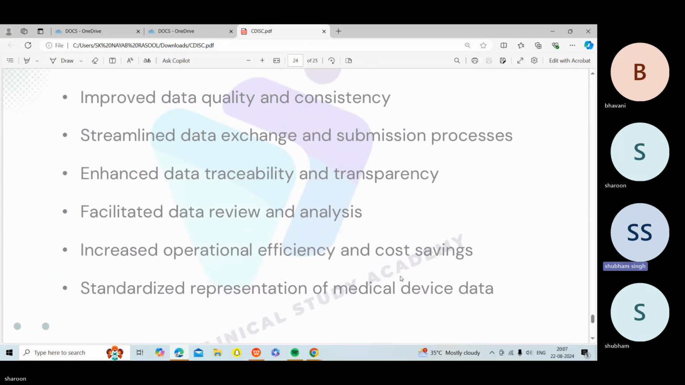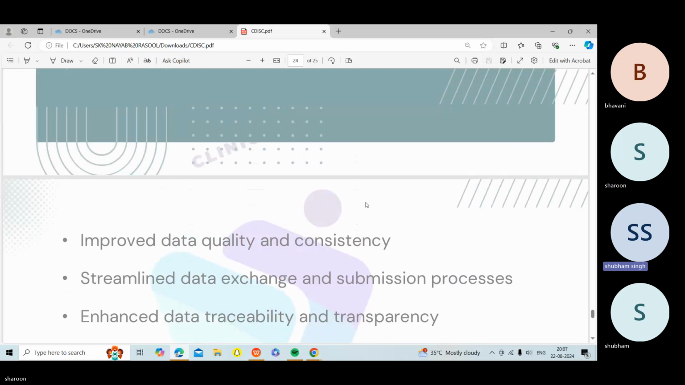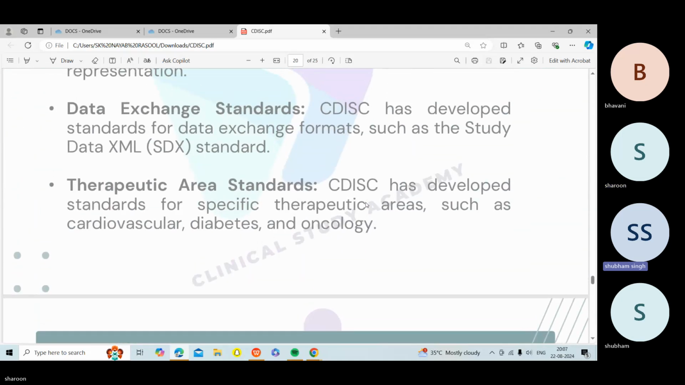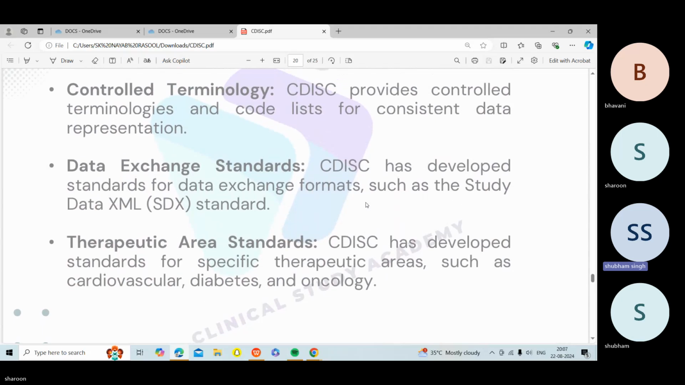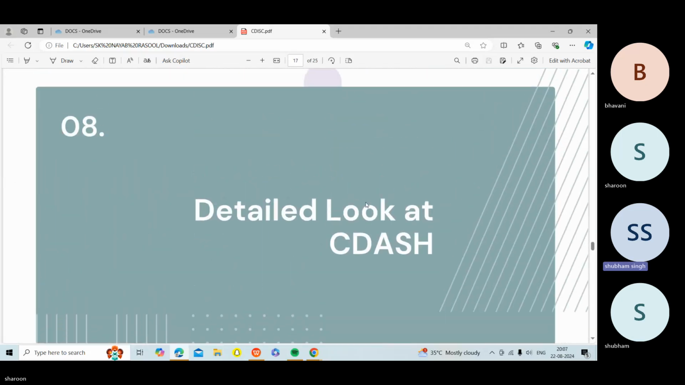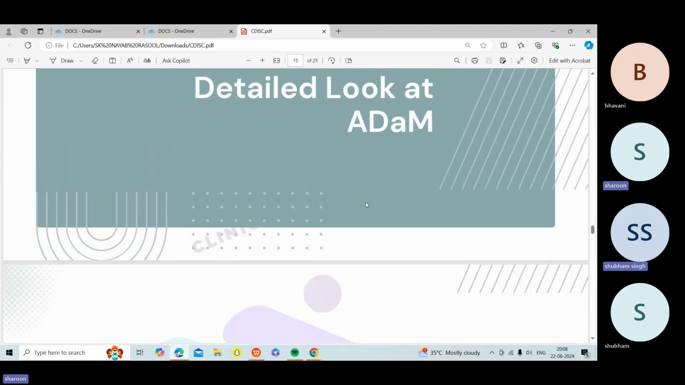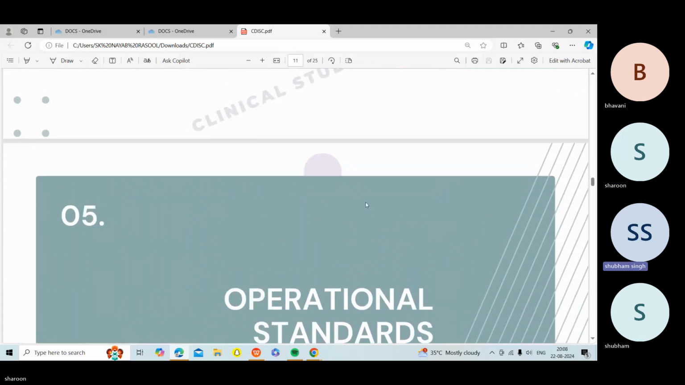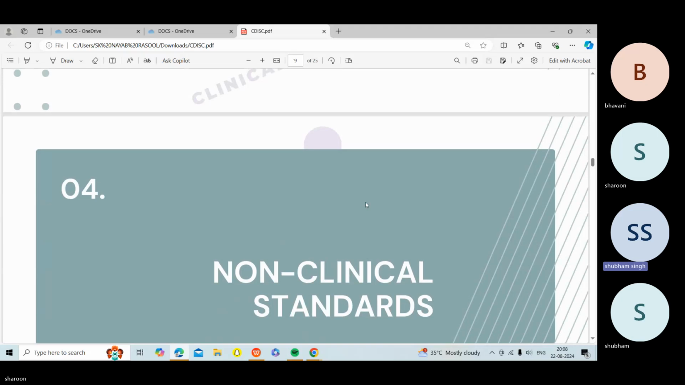So in short, guys, CDISC is a non-profit organization, and they create standards for clinical data. You can even read the names of the standards they create. But for us, as per our role, the important ones are SDTM and ADaM. And the most important is SDTM. Now we're going to have a look at SDTM.